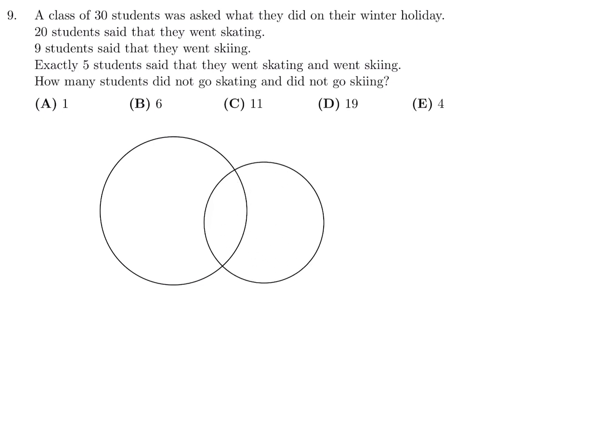And this is how we're going to do this. The first circle represents all the people who went skating. The second circle is a little bit smaller. It represents all the people that went skiing, which I hope to do someday.